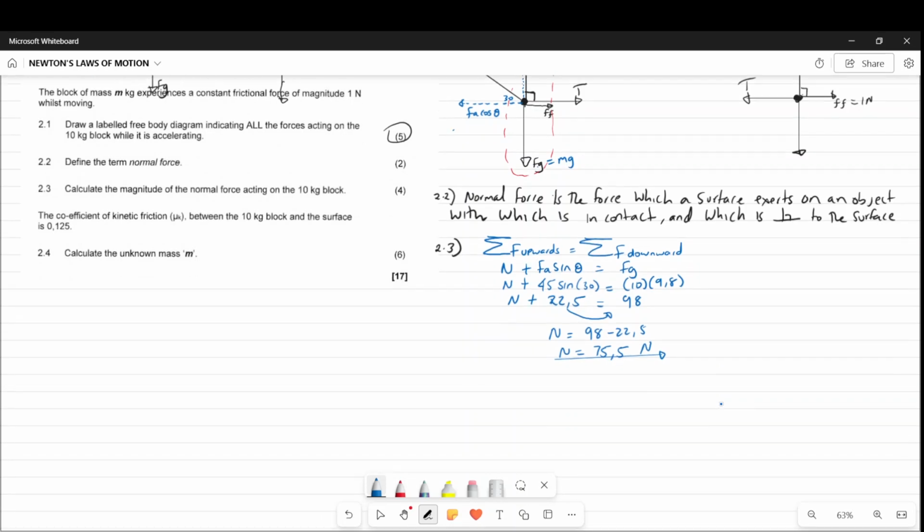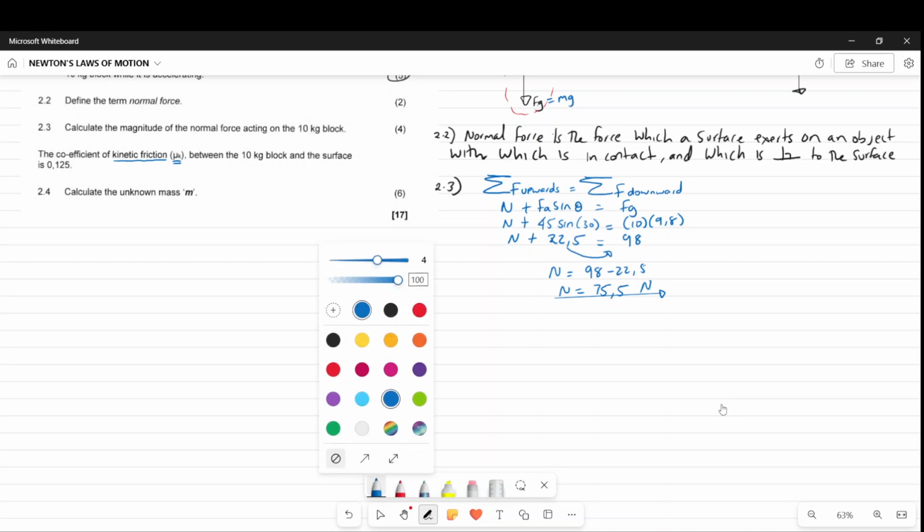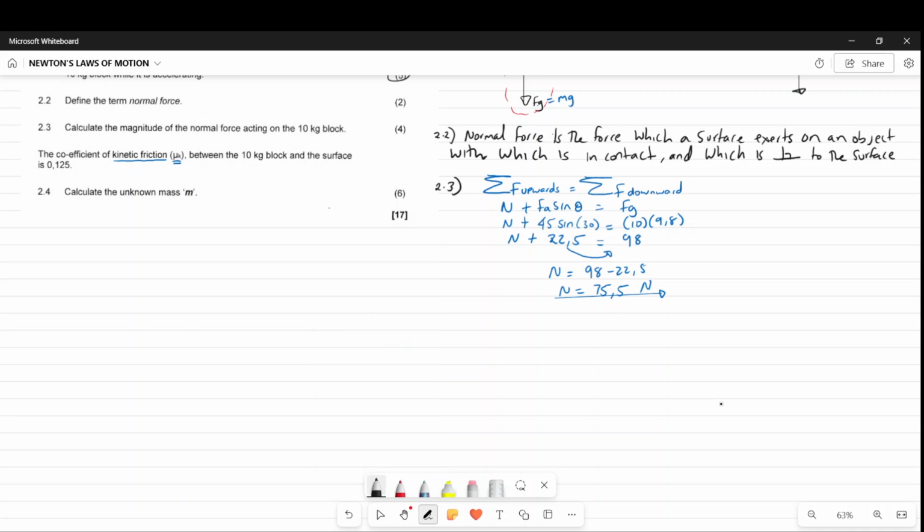So let's move on. Now they're saying the coefficient of kinetic friction, which can be referred to as mu k, between the 10 kg block and the surface is 0,125. Now calculate the unknown mass m. So for 6 marks, right? Over here, this will be easy, right? We can start with the information on the 10 kg block.